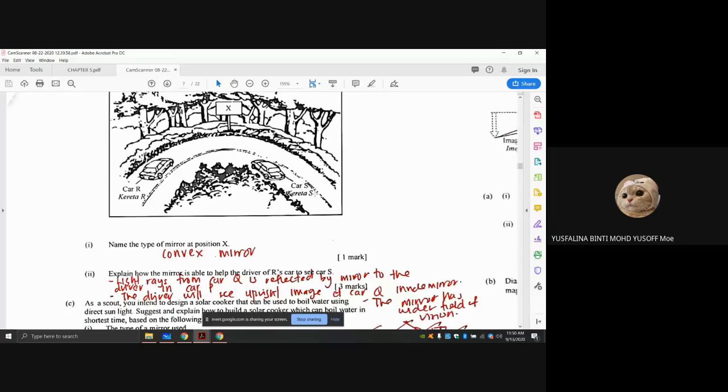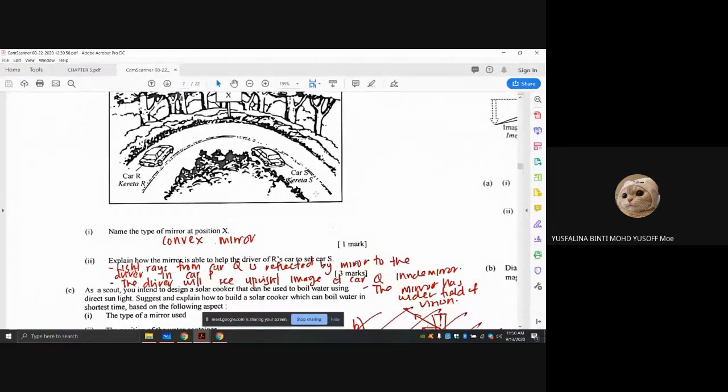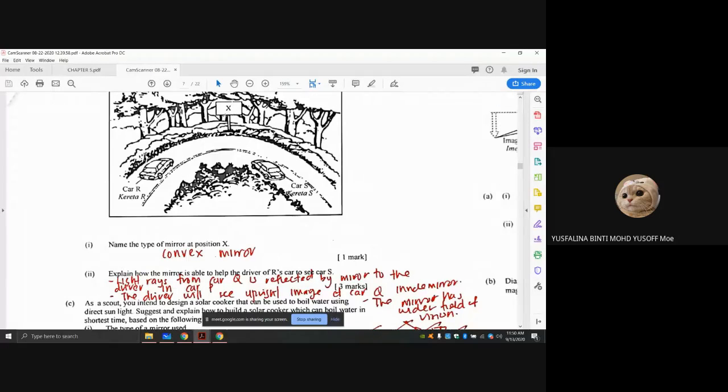And then the next point is the mirror has a wider field of vision. That's why we use the convex mirror to put at the corner of the road. There is a reflection, so the light from car S will reflect back to R, so R can see the image of car S here. We use the convex mirror here because it has a wider field of vision.